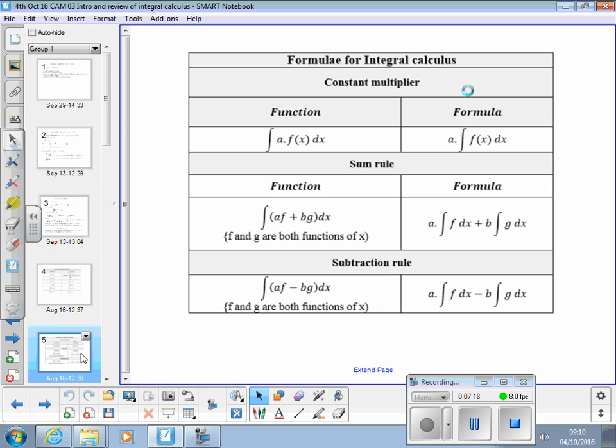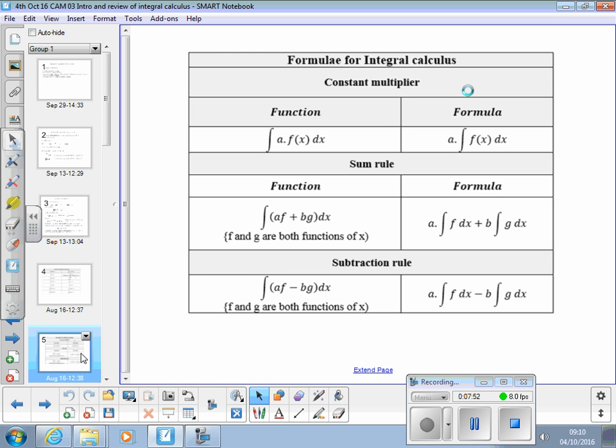We've also got some formulae for integral calculus. The first one is, if you've got a constant multiple of a function, so you've got a constant in front of it, then you can take that constant outside and just integrate the function, and multiply the whole integral by that constant. So any constant in front of the x squared term, for instance, can come outside the integral, and you just integrate the function on its own. And we'll do some examples.